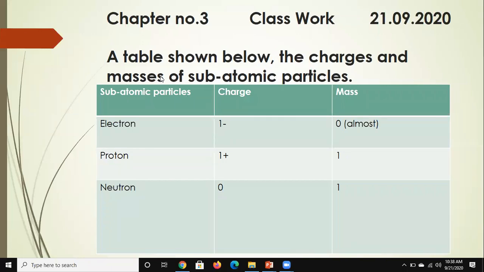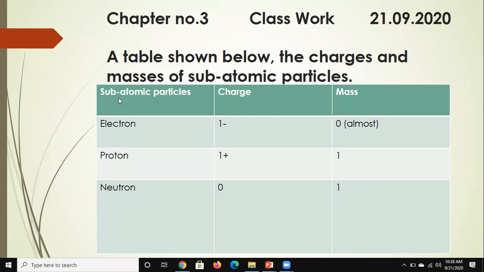Class, today we will learn about the subatomic particles regarding their charges and their masses as well. Let me complete my lecturing first, then I will come to your questions and answers. Okay. Now, class, subatomic particles.